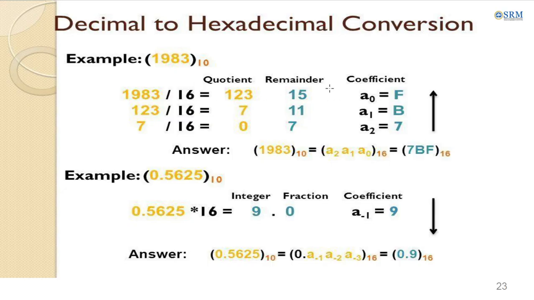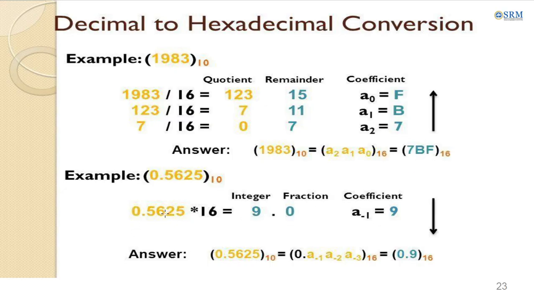Okay, and we will get a number like 50. Suppose we got the remainder 50, so we have to represent it with the unique symbol, that is the F over here. Similarly 11, we represent it with the B, and 7 is not divisible, so the final answer is 7BF. We can represent 1983 in hexadecimal as 7BF.